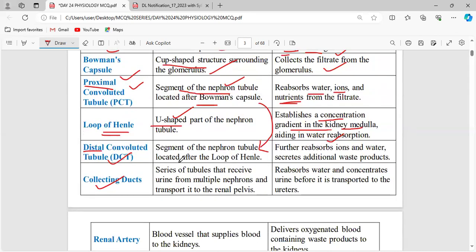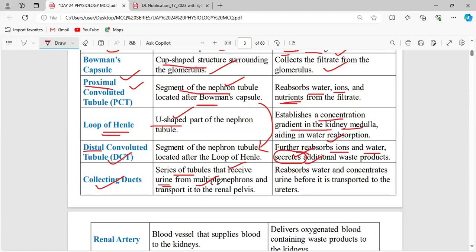Now, what is the function of the distal convoluted tubule? The distal convoluted tubule is located after the Henle's loop. What is the function of this DCT? Once again, it reabsorbs ions and water and secretes additional waste products. So here secretion is happening, and reabsorption is also taking place. Now, what is the collecting duct? It is a series of tubules that receives urine from multiple nephrons. The kidney does not usually consist of a single nephron. It consists of many nephrons, and all the nephrons reabsorb, and the waste has to be eliminated from the body.